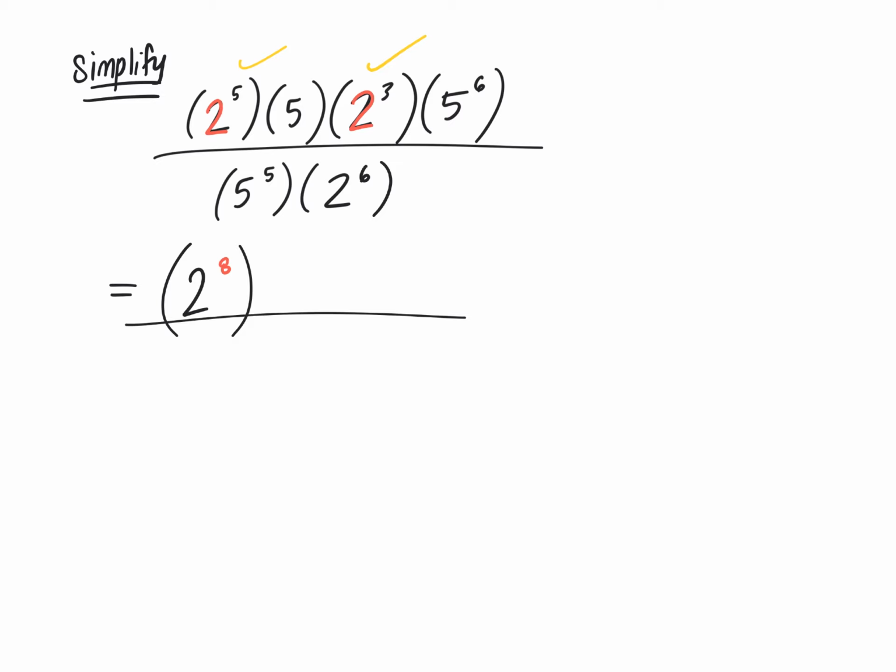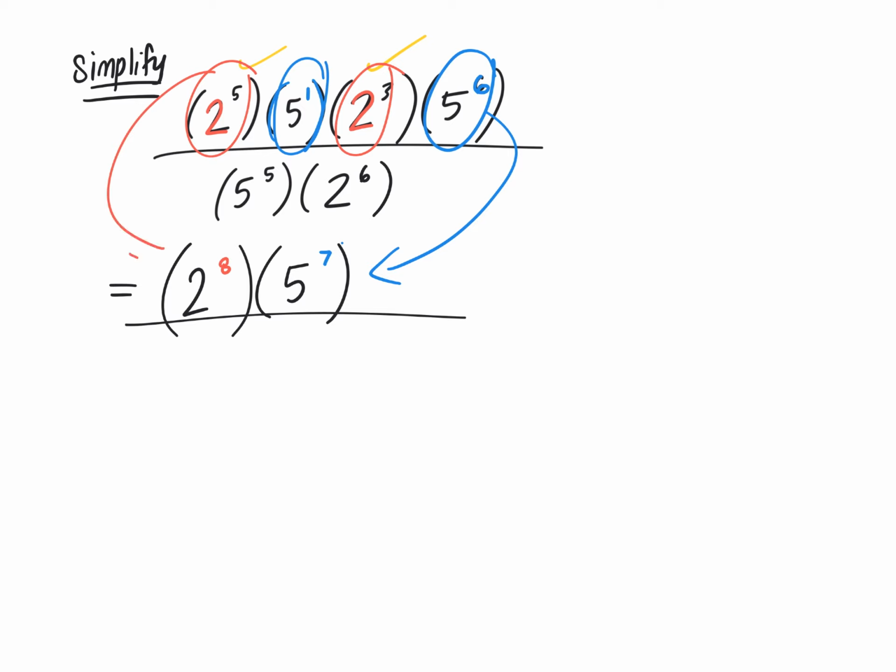And then I have 5 to the power of what? This one. What's the invisible power? 1. Remember, every number has an exponent of 1. 5 to the power of 1 times 5 to the power of 6 is 5 to the power of 7. Does everyone know what I did there for the numerator? I'm just putting the powers together that have the same base, so I'm just making it shorter. And then this power and this power have the same base, so I'm just combining them.